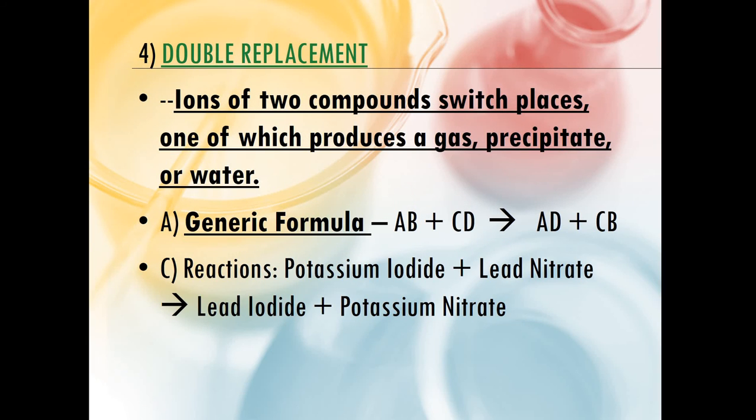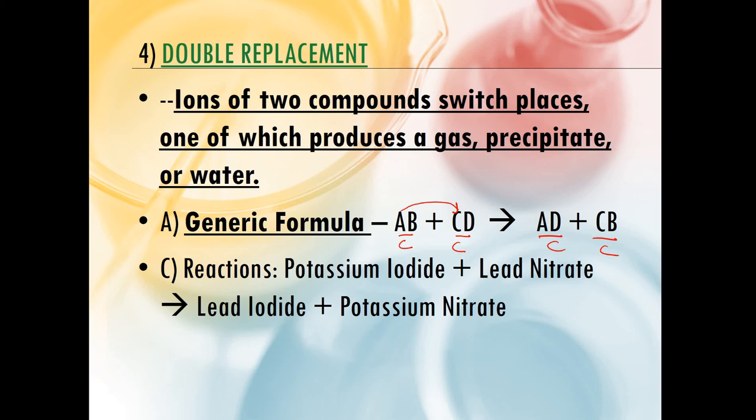The fourth one we have is what is called a double replacement. This means two things are being replaced. So here we have AB plus CD, and A is going to replace C and B is going to replace D, and it's going to create AD and CB. So it's compound plus compound, and it gives us compound plus compound.